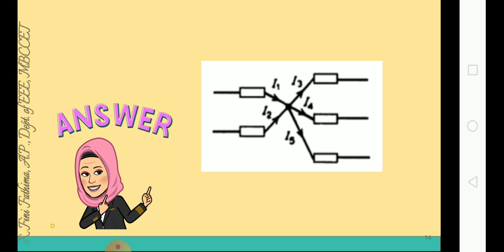While solving such a question, if the directions are not given, we have to assume the direction. If the direction is given, then we take the incoming currents as positive and outgoing currents as negative in Kirchhoff's current law. Let's check the answer now.